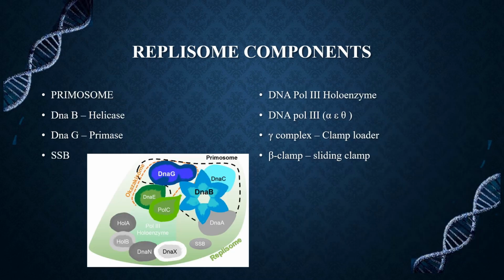Replisome components include the primosome and the DNA polymerase III holoenzyme. The primosome consists of DnaB helicase, DnaG primase, and SSB single-strand binding proteins. And the DNA polymerase III holoenzyme consists of the DNA polymerase III core enzyme with three subunits, alpha, epsilon, theta, the clamp loader gamma complex, and the sliding clamp, the beta clamp.